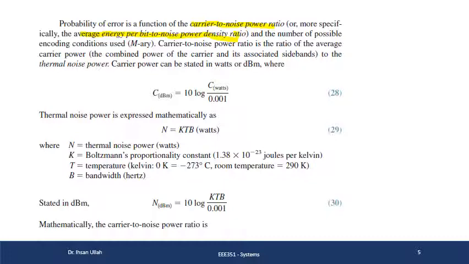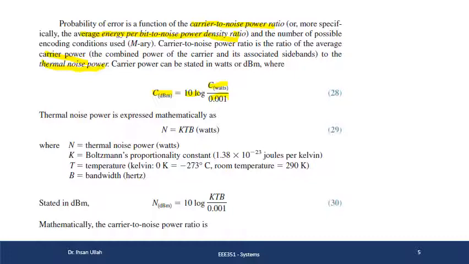So carrier to noise power ratio is the ratio of average carrier power to the thermal noise power. Okay, so carrier power can be stated in watts or dBm, where the carrier's power in dBm is equal to 10 log of carrier power in watts divided by 0.001. Whereas thermal noise, which we have already covered in the starting lectures of this course, we studied these different types of noise.